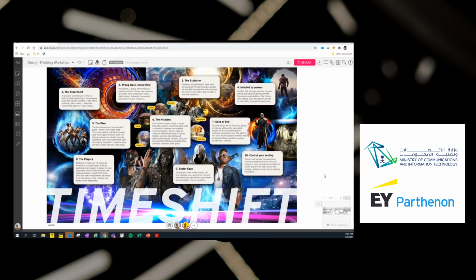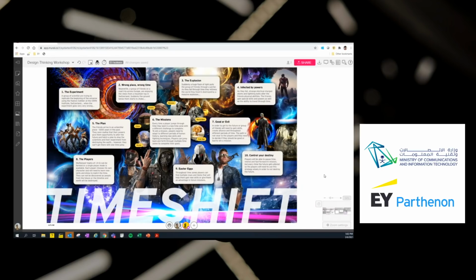And then we've developed in the background all of these different images to enhance the overall storytelling that we're going to show our users. So I'm digging into detail now about all of these areas. It starts off the story with what we call the experiment. This is where a group of scientists are trying to replicate the beginning of the universe using the Hadron Collider at CERN Institute in Switzerland. They're conducting this experiment when something goes very wrong. So obviously we're building up the suspense and the starting point for this game.